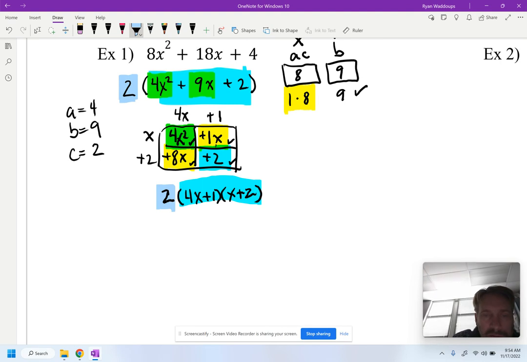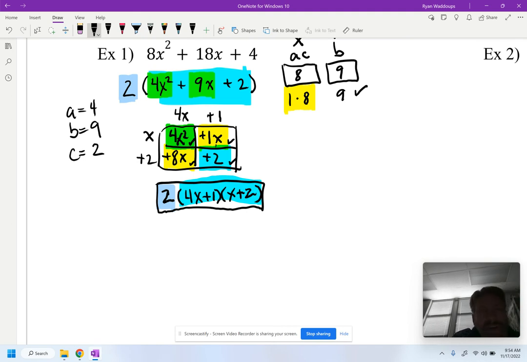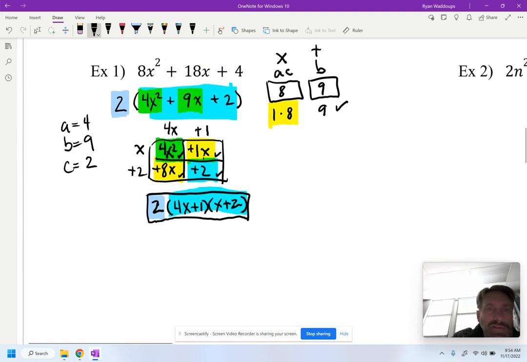This 2 right here needs to come down there as well, and those are 1, 2, and 3 factors. 2 is one of the factors, 4x plus 1 is another factor, and x plus 2 is the other factor. There are 3 factors, and they multiply to give us the original.